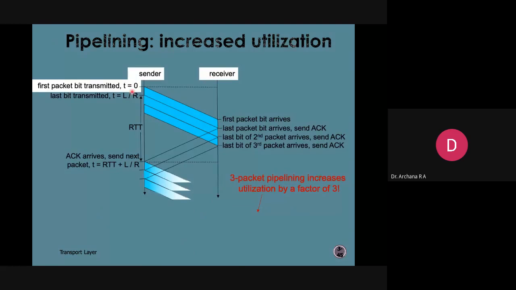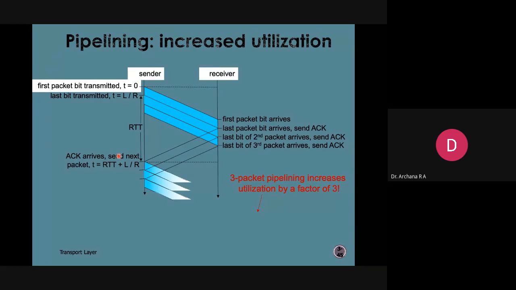Look at this diagram, the sender and the receiver. At time t equal to 0, packets will be sent; 1, 2, 3 packets will be sent. The first packet's bit arrives, the last bit of the packet arrives, and the acknowledgement is sent. The last bit of the second packet arrives, send the acknowledgement. The last bit of the third packet arrives and the acknowledgement is sent. Then the acknowledgements arrive. Within this particular round trip time, you receive all the acknowledgements, the first, then the second, then the third, one after the other.